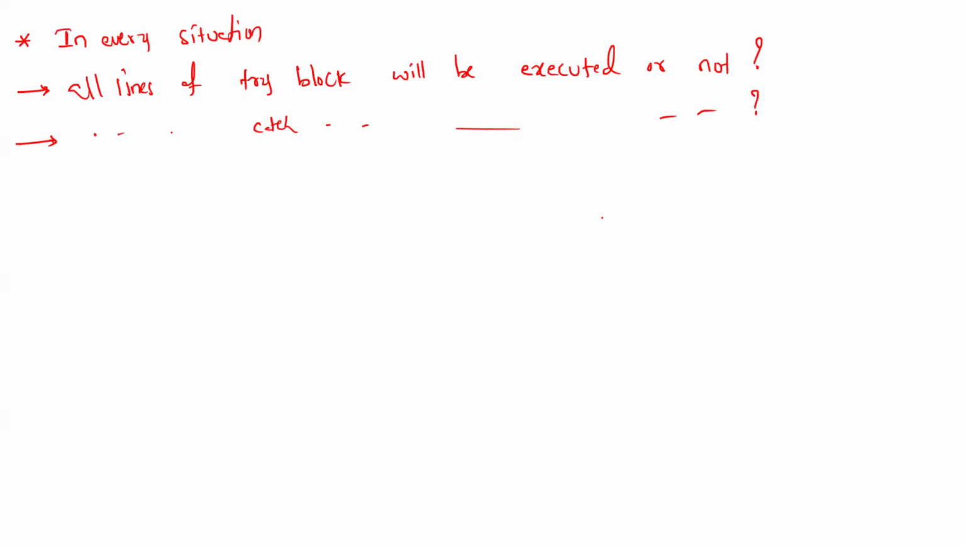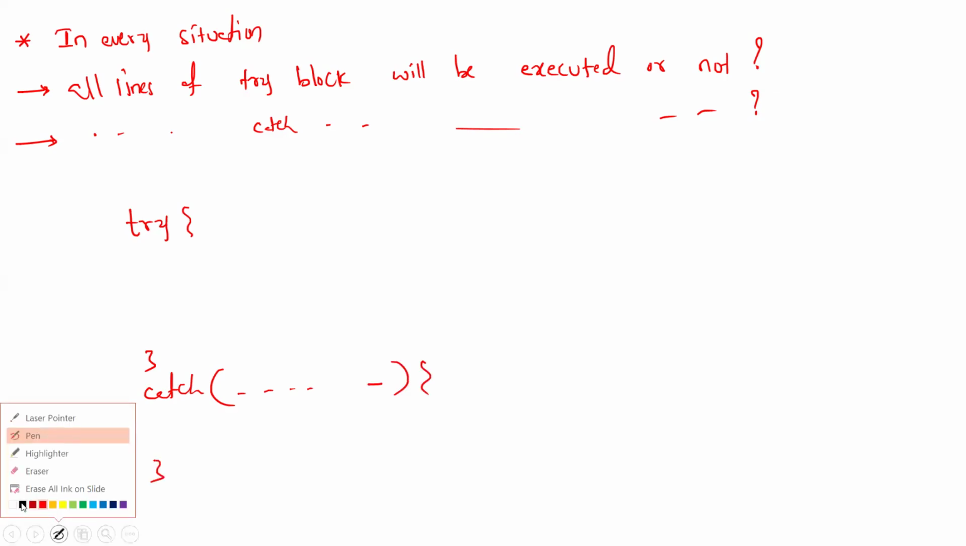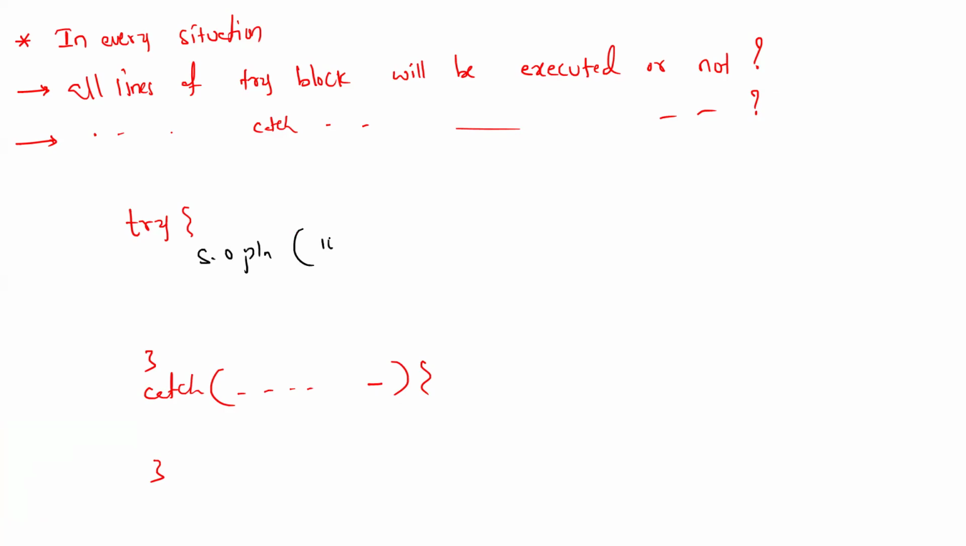There is a difference. For example, if you are using a try catch block, in my try block there is a first line of code, System.out.println, printing 100 by 2. Fine. Will it be executed? Yes. So in the try block, the second line, 100 by 0, will this be executed? No.